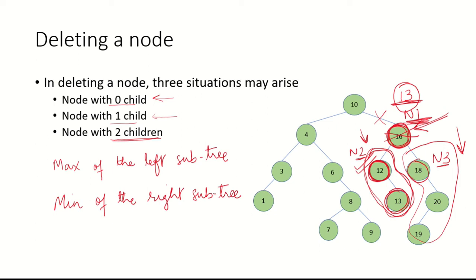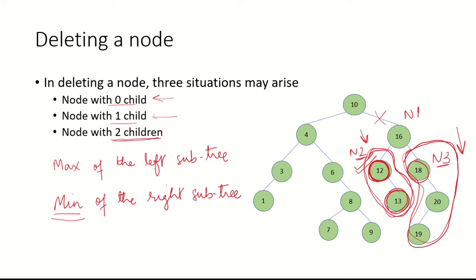What if we replace a node by the right subtree node? So we have to take the minimum of the right subtree. Why is this? Because we know that in the right subtree all values have to be greater than the node which will be replacing N1.